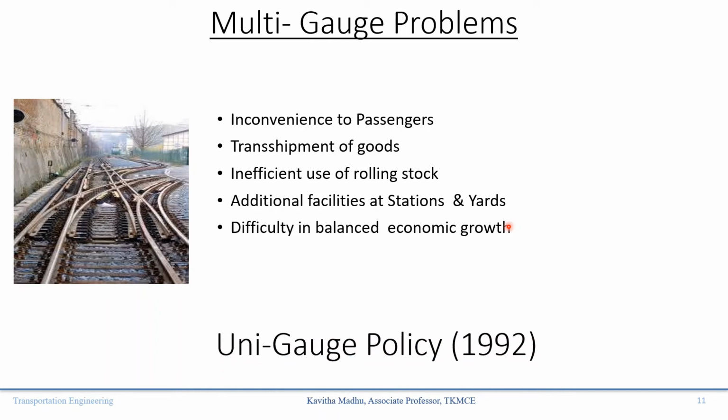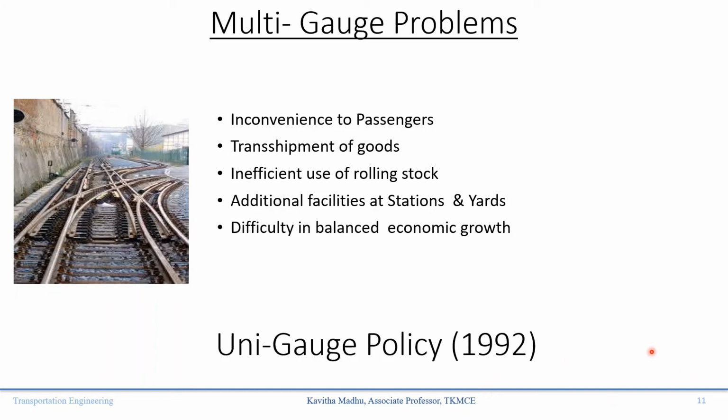So Indian Railways took a bold decision in 1992 to get rid of multi-gauge and follow the uni-gauge policy. The advantage is that all the disadvantages discussed here become advantages for uni-gauge. Uni-gauge means all the tracks are of one dimension. It can be broad, narrow, or meter gauge. Usually in India we follow the broad gauge system. You can see the railway line running in front of our college, which has been converted from meter gauge to broad gauge.